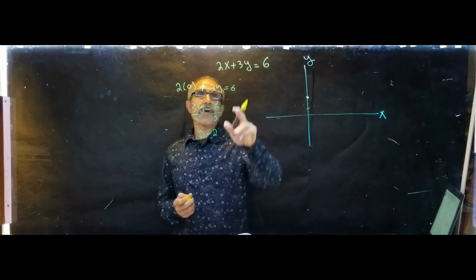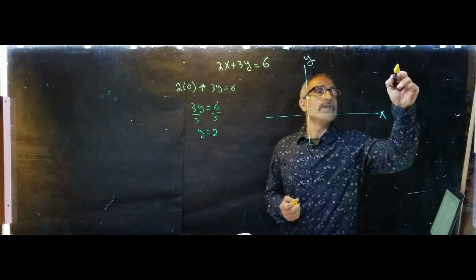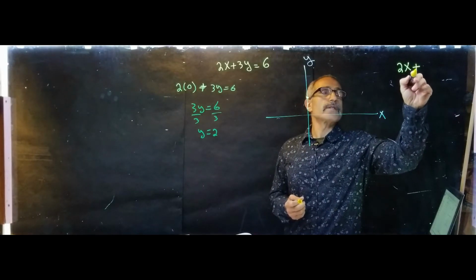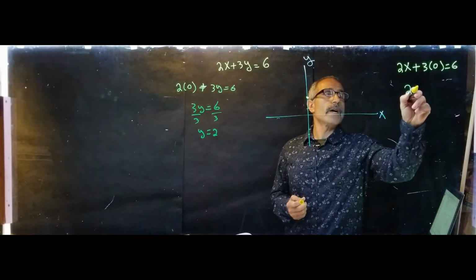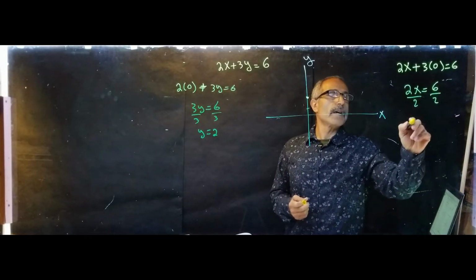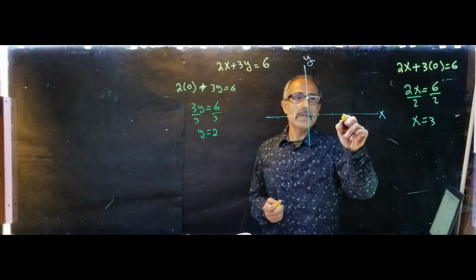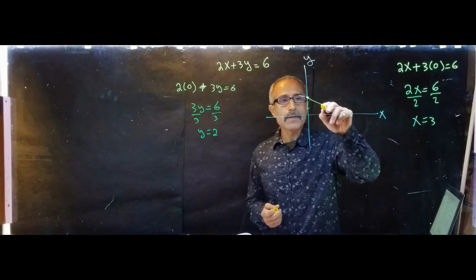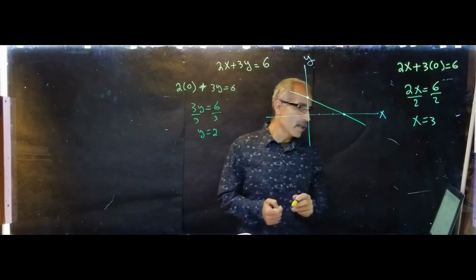So now if I make y equal 0, I'm going to write the same thing. 2x plus 3 times 0 is equal to 6, and I have 2x is equal to 6. Divide both sides by 2 and I have x is equal to 3. And I'm going to have the point (3, 0). And I'm going to have a line right here, and this is my line right there. There you go. And that's it.